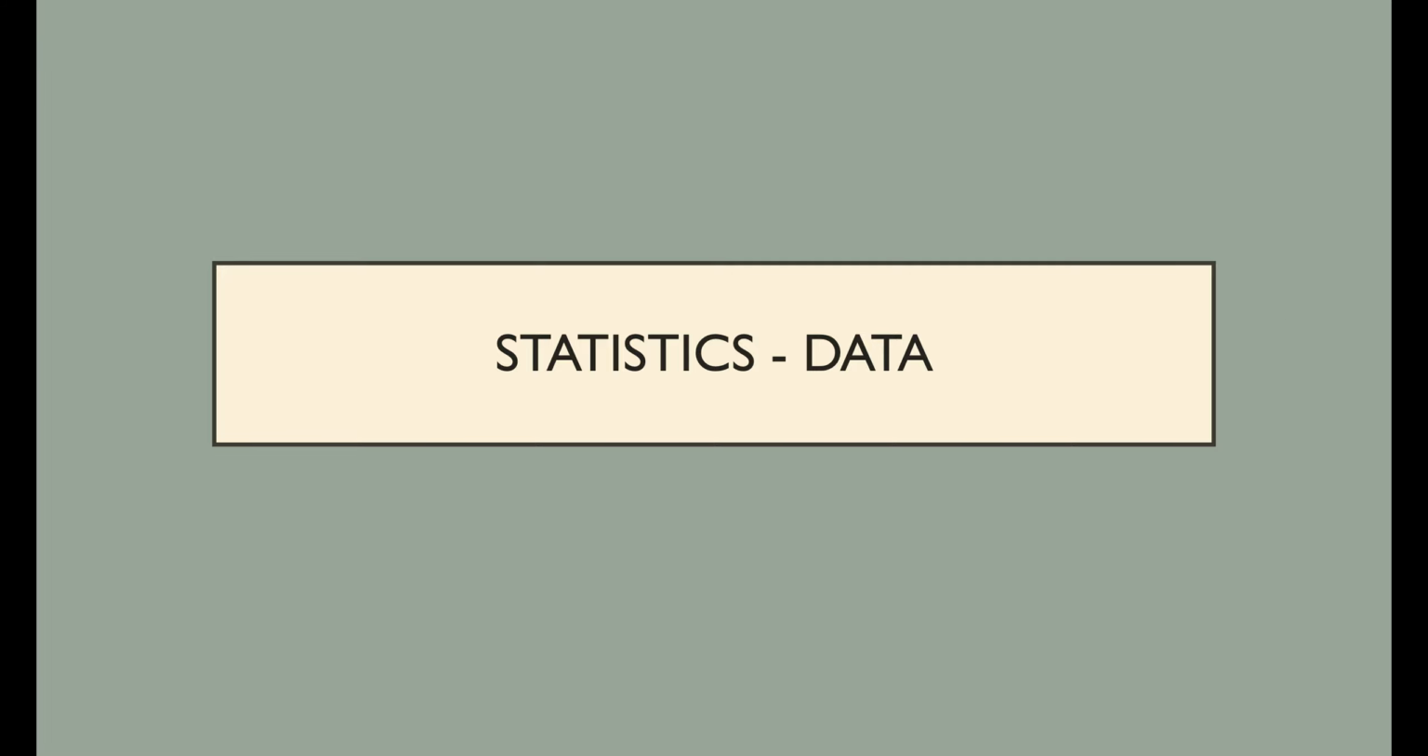Statistics, in particular, data. That's what we're going to focus on here. Data obviously makes up one of the key aspects of statistics in itself. So data is going to be divided up into different components and different types of data that we have. That's what we're going to walk through now.